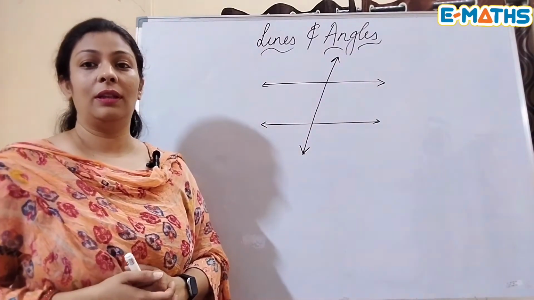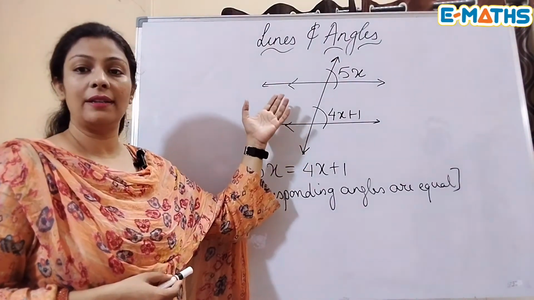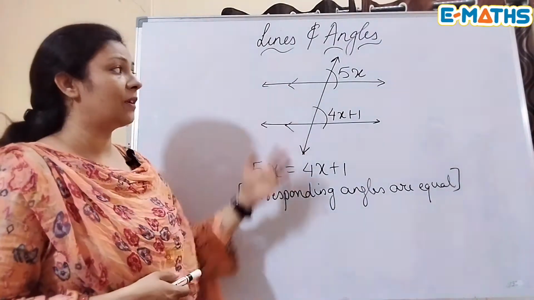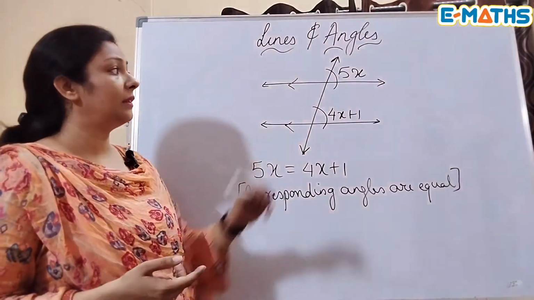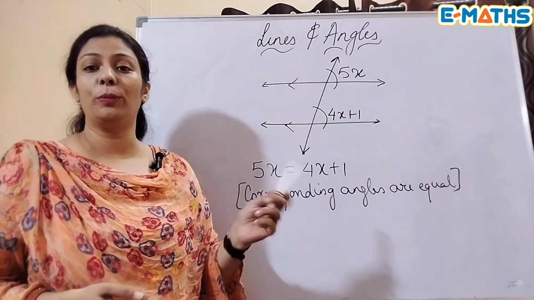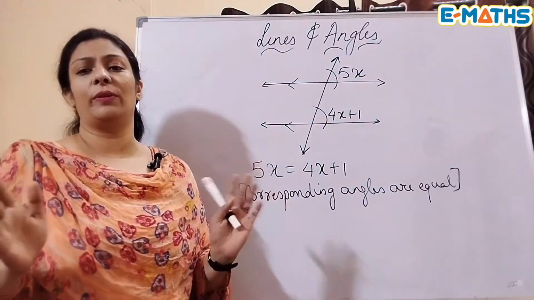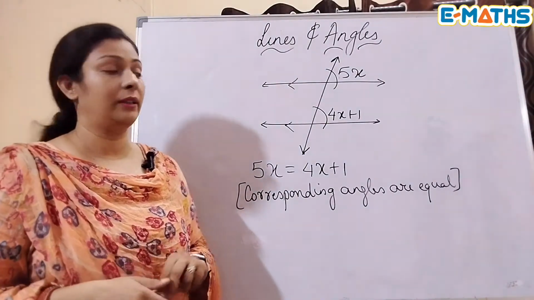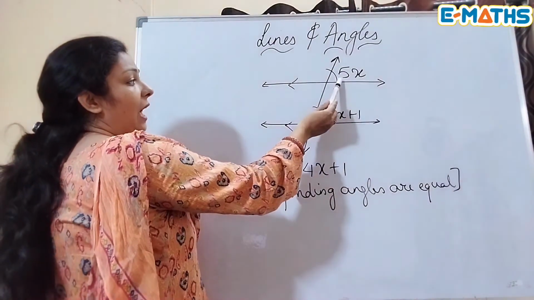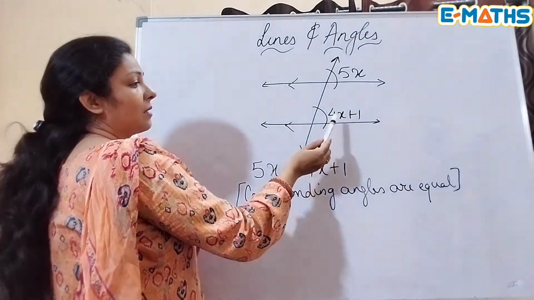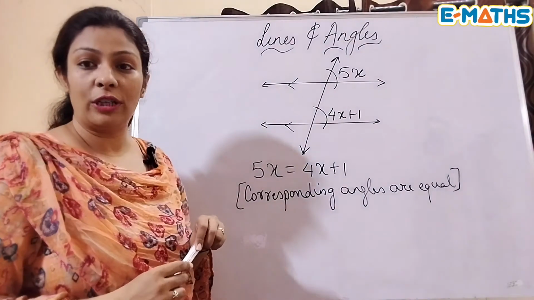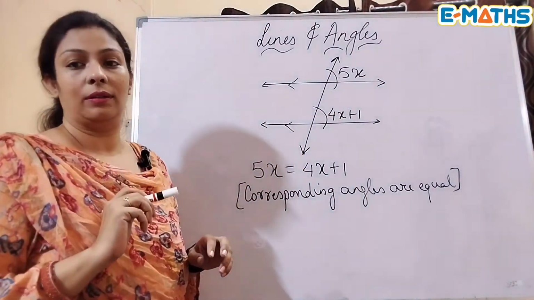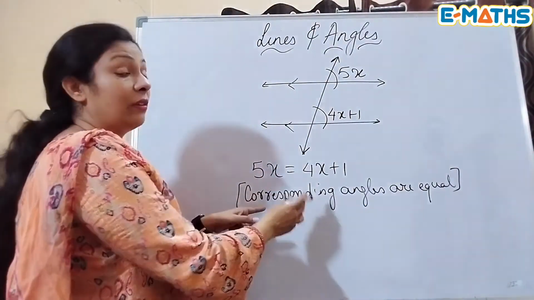Now, if the same angles that I just spoke about take place on parallel lines, then those angles become equal. If the lines are given to us as parallel already and the transversal is cutting the two lines, then the angles formed on it are going to be either equal or their sum is going to be 180. Now I'll tell you which angles are equal and whose sum is 180 degrees. If you see this angle 5x and this angle 4x plus 1, these are corresponding angles. So the two angles are going to be equal. You can simply write like this and write down the reason.